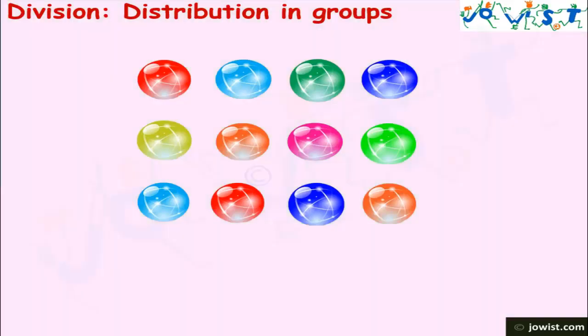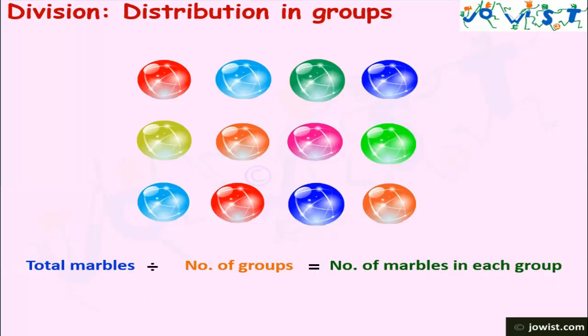Now let's see, if we need to make 4 groups of 12 marbles, how can it be represented in division fact? What should we do? What we need to do here is, we have 12 marbles which has to be divided into 4 equal groups. Therefore, coming back to the equation, total number of marbles divided by number of groups will be equal to number of marbles in each group.